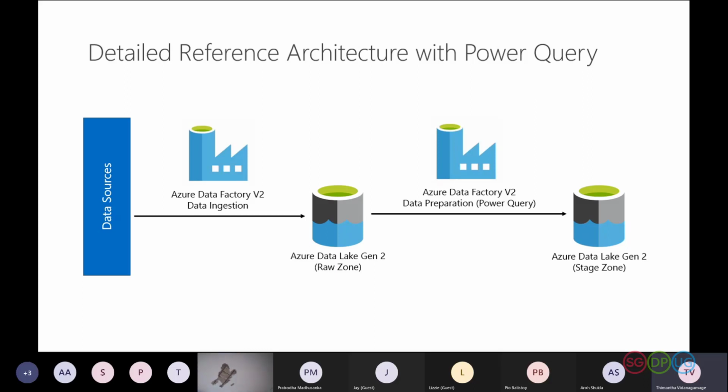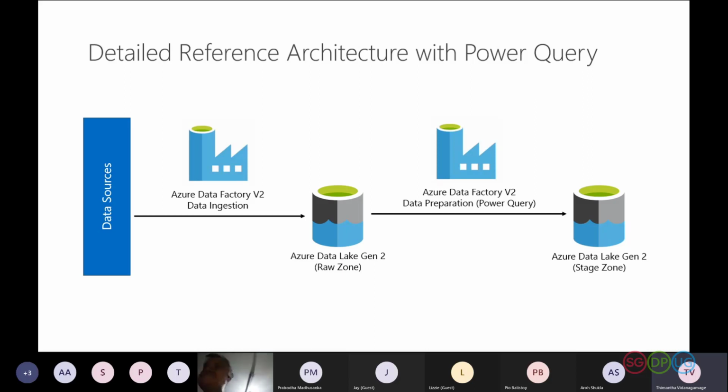Raw zone is used to store the data that is ingested as is from the respective data sources, and the stage zone is used to store the prepared data. I just went with two zones to make things simpler for you guys to understand things way better. Right. Now we have an understanding of how we should use the Power Query feature in Azure Data Factory.